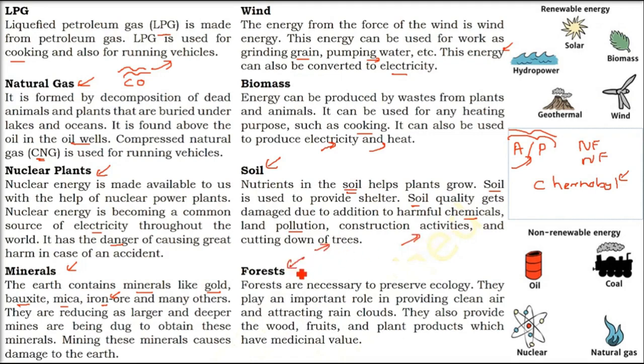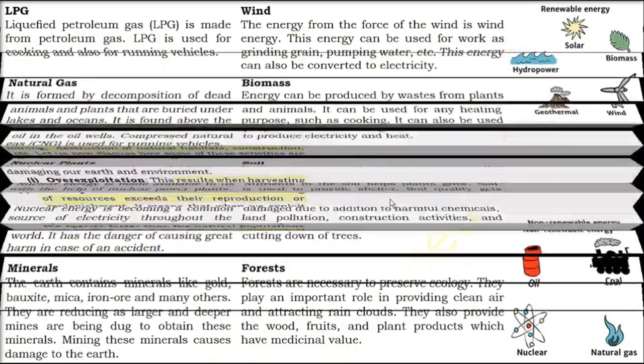Then we have forests. Forests are what? They are trees. So forests are actually preserving the ecological balance. They will give you clean air. The clouds are being formed because of this. They give us all the useful material like wood, fruit, plant products of good medicinal value. So these are non-renewable resources, but we need to use them judiciously.